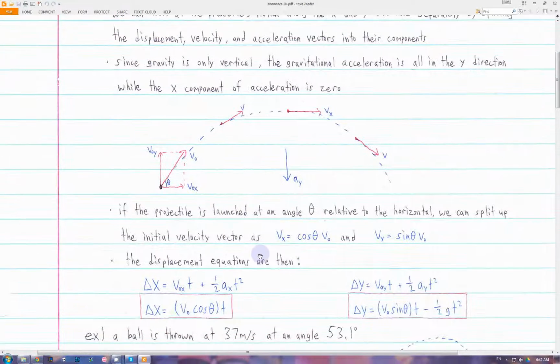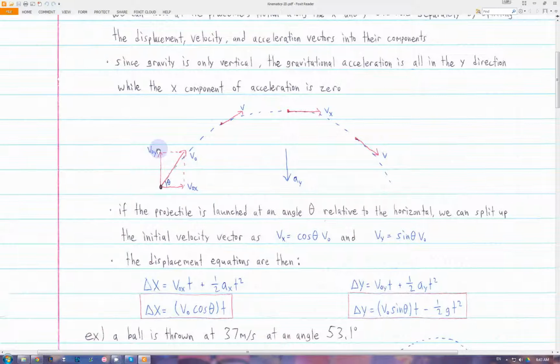So we can use the displacement equation. Displacement equals initial velocity times t plus 1/2 at squared. We can apply this equation to the x motion and the motion in the y direction separately. But first we need to split up the initial velocity to find out what part of this initial velocity is in the x direction and what part of it is in the y direction.